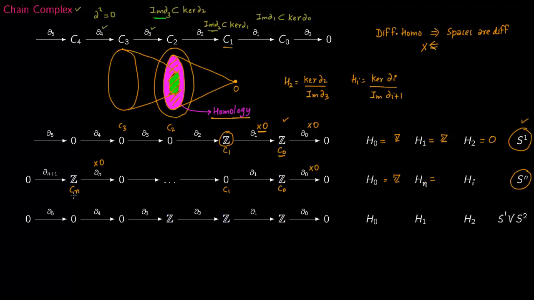For Hn, you again have the entire Z in the kernel because you're multiplying by 0, and you mod out by 0 coming in. So this doesn't make any difference. And for all other i, it is just 0. Here for i greater than or equal to 2, it is 0. For all i not equal to 0 or n, it is just 0. It's just 0s sitting there.